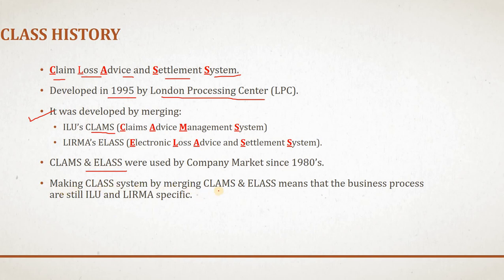Making the class system by merging CLAMS and ELAS means that the business processes are still ILU and LIRMA specific. This makes sense because CLAMS and ELAS were very old systems. They have been in the market and in process since 1980. They have been used by ILU and LIRMA companies, so they are very mature. So when they merged together to form the class system, it was very obvious that the new class system inherited the business processes of ILU and LIRMA.